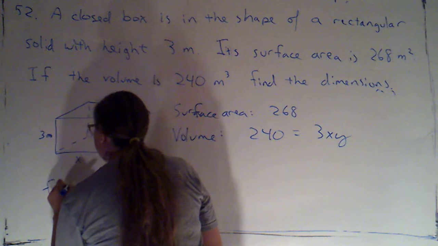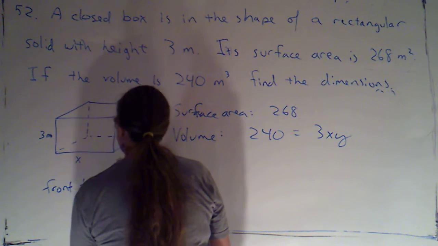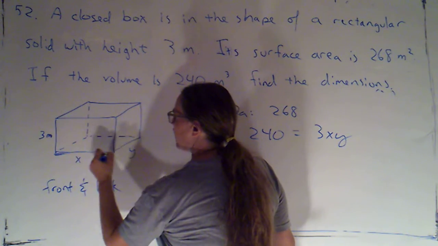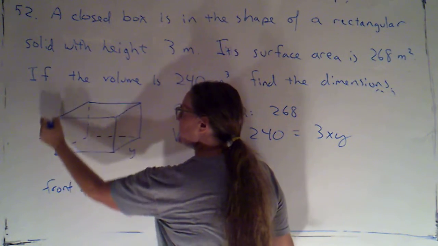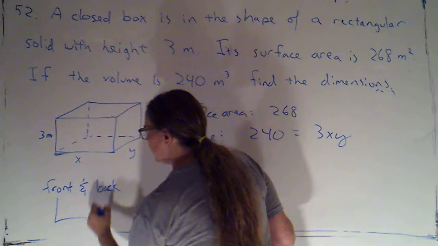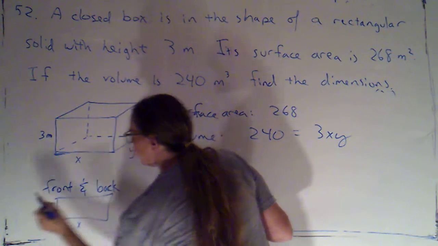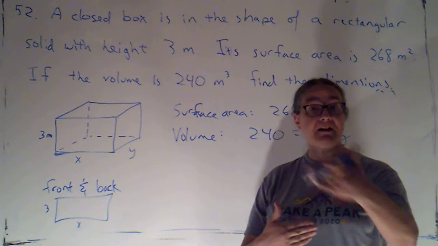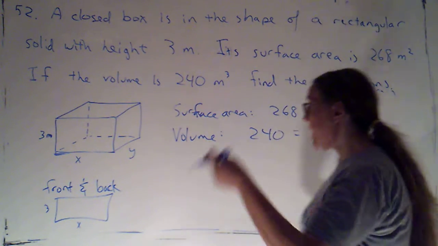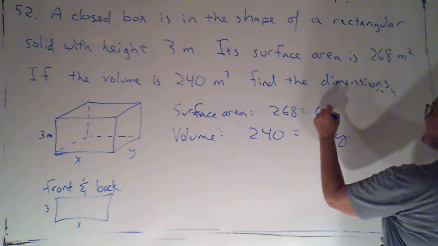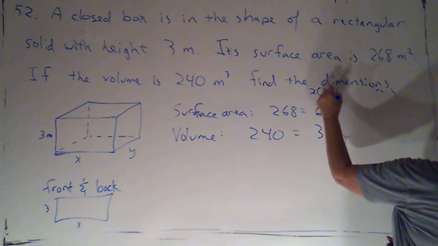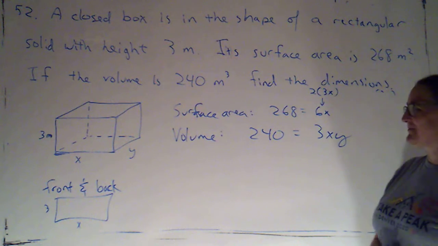So with the sides, we're going to have the front and the back. Now, here's the front right here. That's x across and 3 meters up. So that's got an area of 3x, but we have 2 of them because we've got the front and the back. So 2 copies of 3x would be 6x. I'm just going to make a note. I got that by taking 2 copies of 3x.